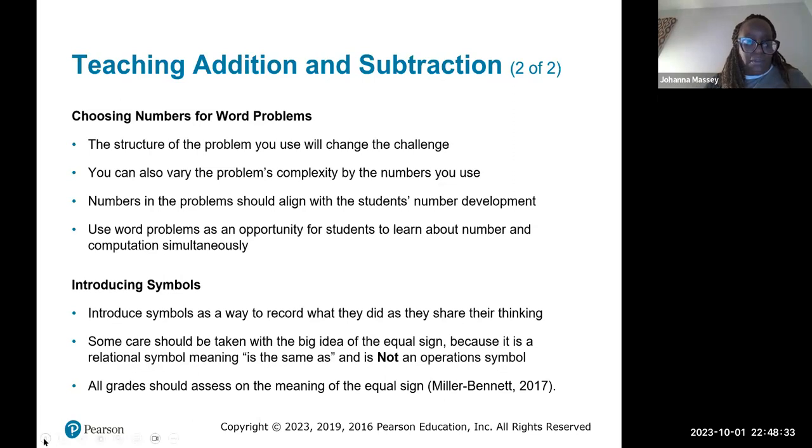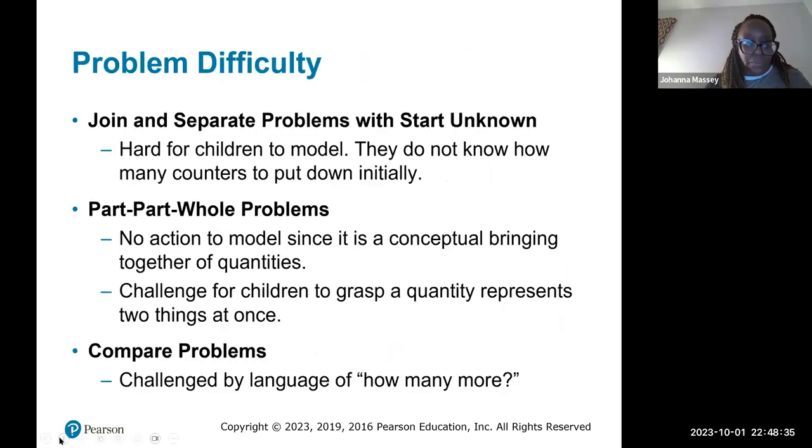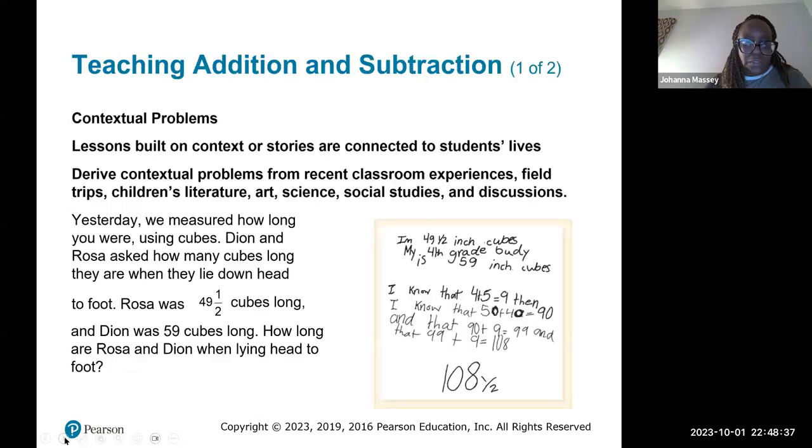Let me look back at here. My bad. You see how, these are older kids, of course, because you're 49 and a half inches in cubes. My fourth grade buddy is 49 inch cubes. And then I don't know what they were doing right here. 4 plus 5. Oh, yeah, the tens and so forth. And so they know that they have to add. But these are older kids.